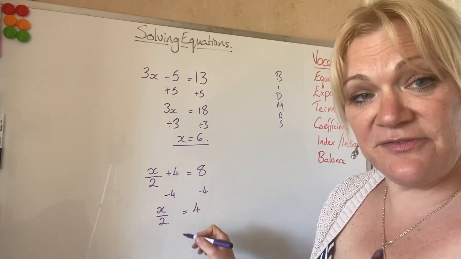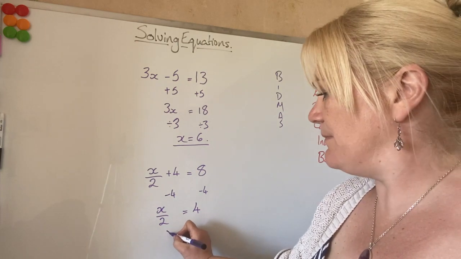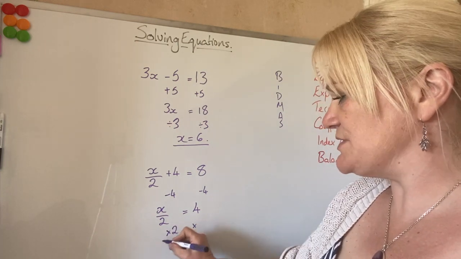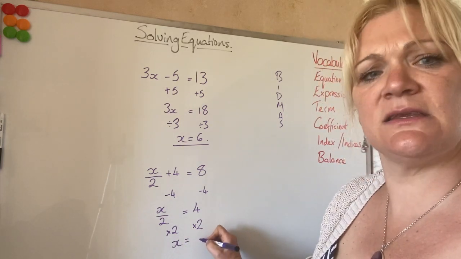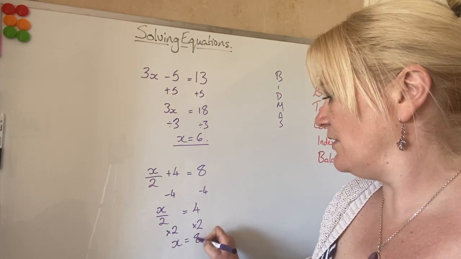To get rid of dividing by 2, we're going to multiply by 2. If we do it to that side, we do it to this side, and we're left with x equal to 8.